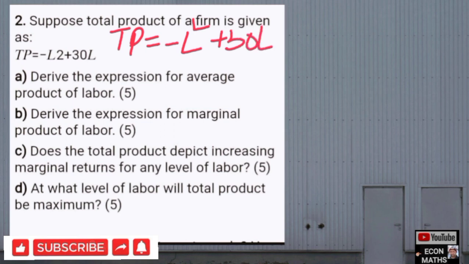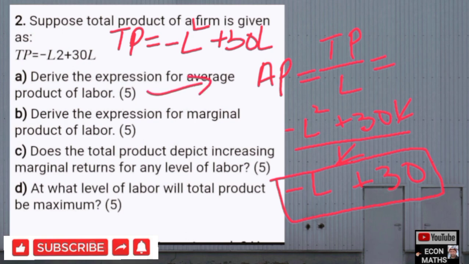Then our average productivity of labor is simply the total product divided by L. Our total product is minus L square plus 30L. So we will divide it by L. So our average product will become this L, and L gets cancelled with this, so we get here minus L. Similarly, when expanding, this L gets cancelled with this L, so we will get here 30. So average product of labor is minus L plus 30. This is the first part.